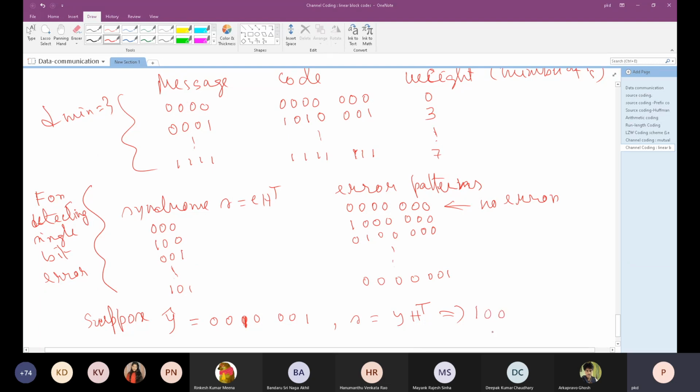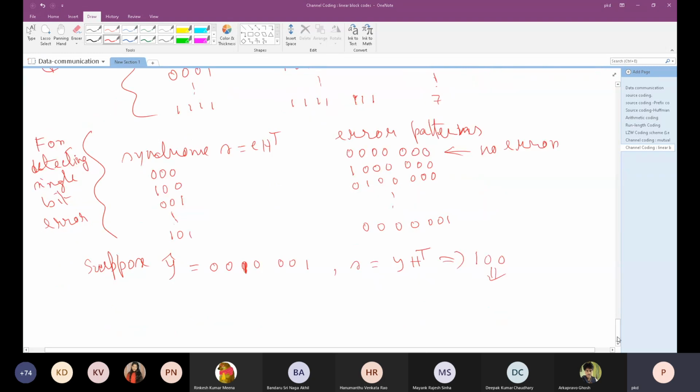So this gives E equal to 100. Then Y plus E equal to 1010001. I think we should continue our discussion next day. Time is up today. Thank you.